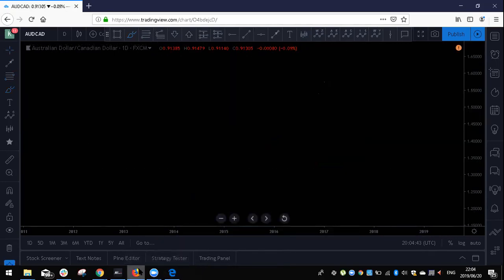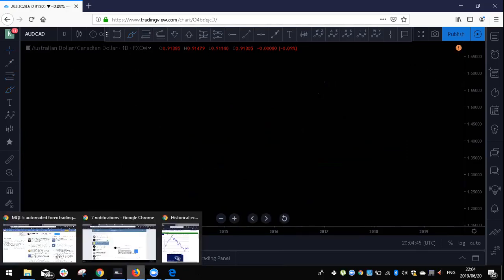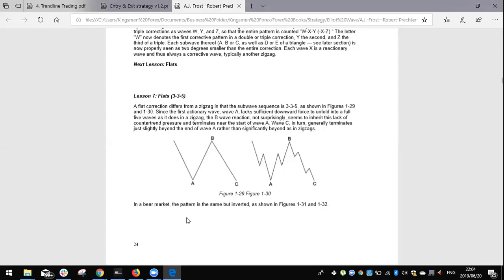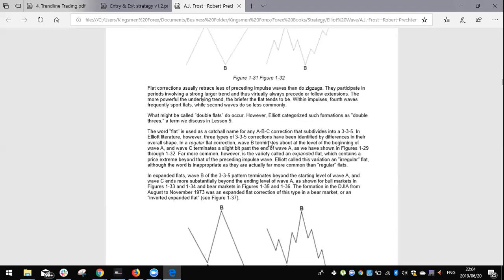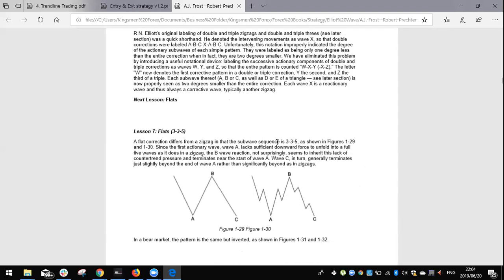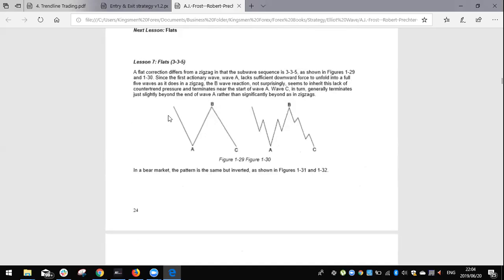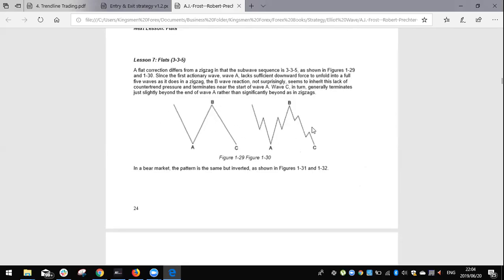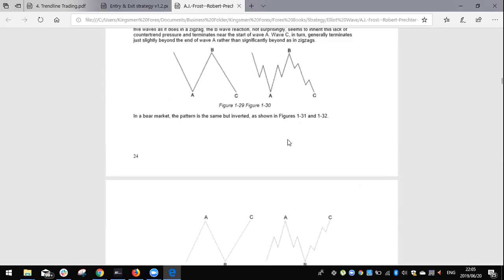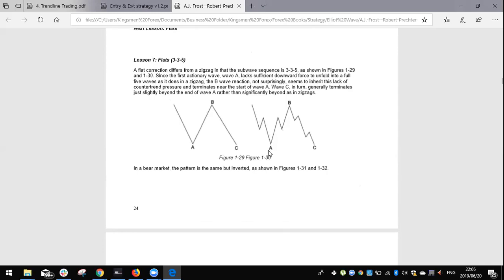Okay, let's go back to the book. Okay, there are a few variations of this flat correction. Okay, you have the regular flat where your point B is at the same level as the beginning of wave A. Then wave C is the same as wave A, same level. Okay, it's a regular flat.